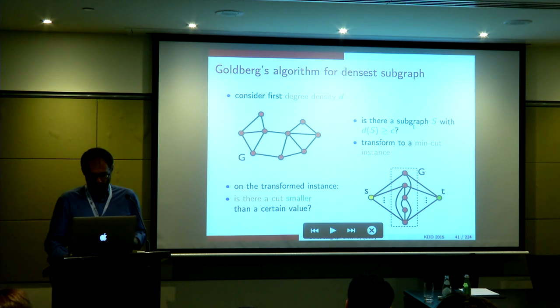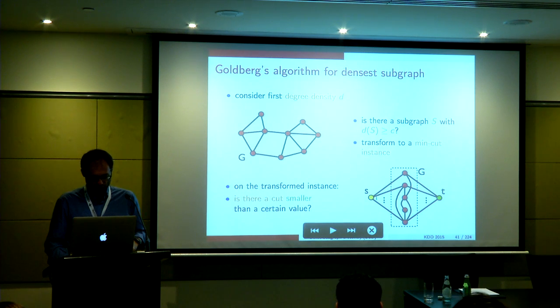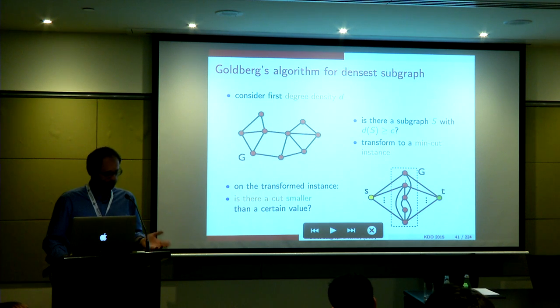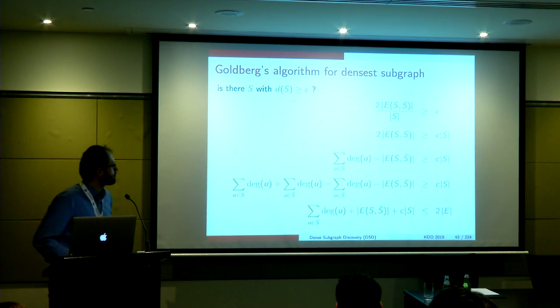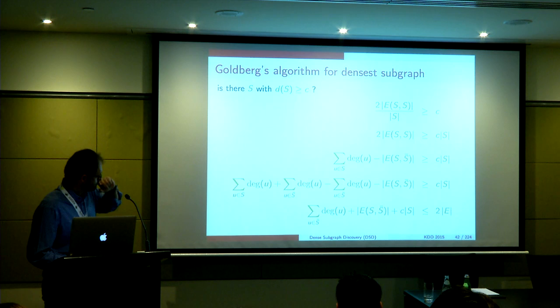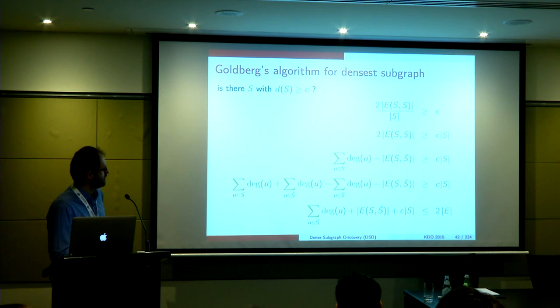So he said, I look at this graph, and is there a subgraph S for which the degree density is greater than some number C? And transform this graph to this graph. So he added a node, I will show the transformation, and in that new transformed graph, he asked, is there a small cut with a certain value? So let's see why this works. There's a little bit of derivation, but let's not really go through it. It's very simple, and if you are interested, you can verify it in your notebook.